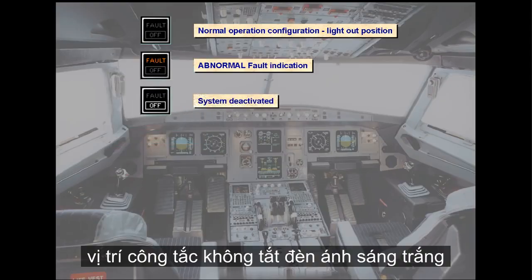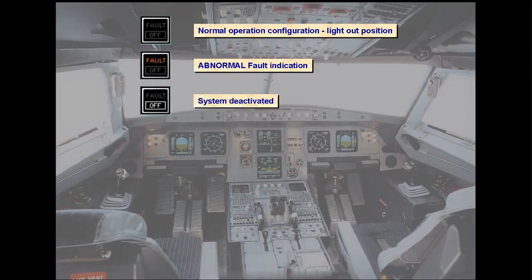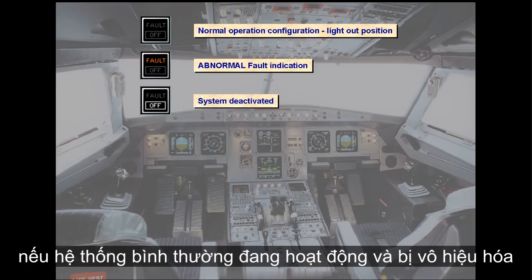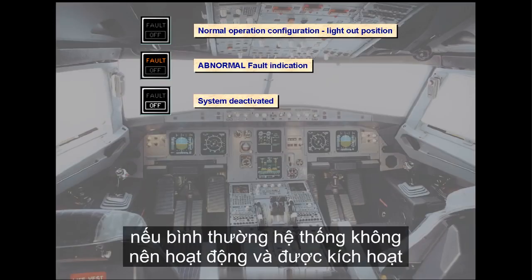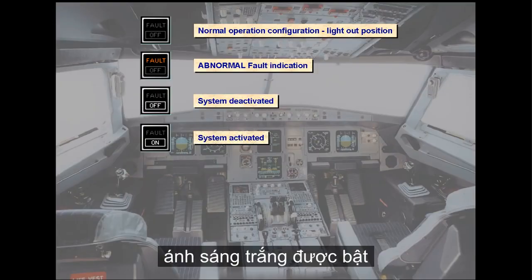Non-lights out switch position, white light. If normally the system should be operating and is deactivated, a white off light is illuminated. If normally the system should not be operating and is activated, a white on light is illuminated.